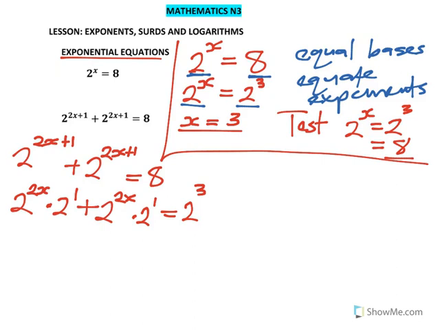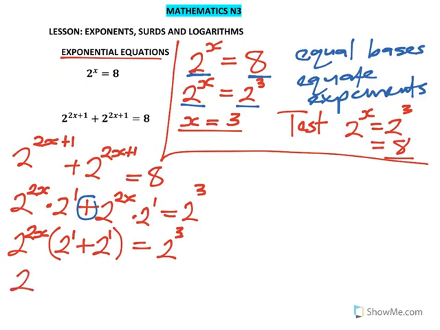Because of the plus sign that we are having here, we factorize, and we can factorize 2 to the exponent of 2x. When we factorize 2 to the exponent of 2x, you are going to have outside 2 to the exponent of 2x. You are going to have inside 2 to the exponent of 1 plus 2 to the exponent of 1, which is equal to 2 to the exponent of 3. Right. When you do that, you say 2 to the exponent of 2x, you add what is in brackets, which is 2 plus 2, which is 4, is equal to 2 to the exponent of 3.